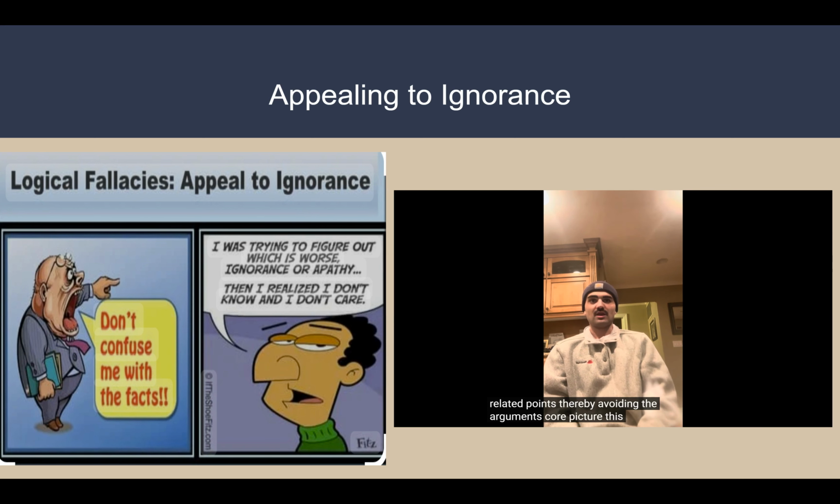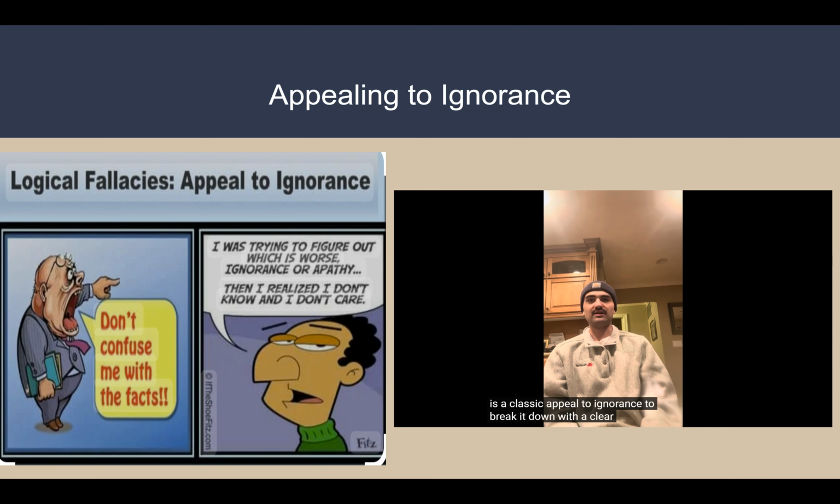Picture this. You're in a debate and your opponent questions whether a proposed plan is feasible or affordable. Instead of addressing the cost or practicality, you shift focus to all the great things that this plan could accomplish if it worked. This deflection is a classic appeal to ignorance.